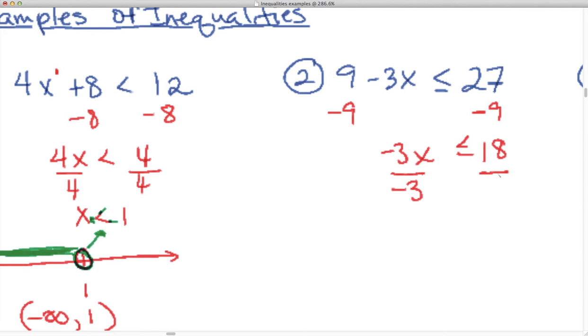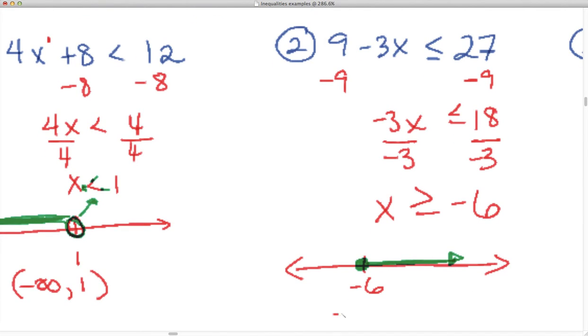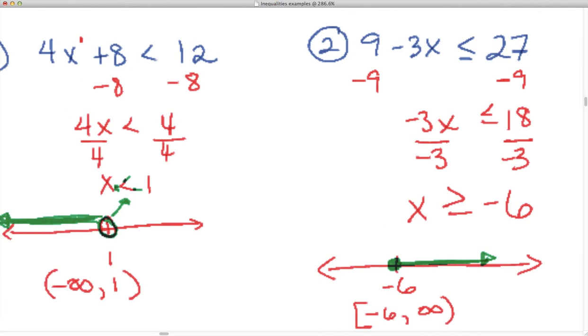Now, watch out. Anytime you divide or multiply by a negative number, the direction of your inequality changes. You do that anytime it's a division or multiplication, or if you flip both sides. So your number line, here's your -6. This time we're going to get a closed dot, and we're going to be greater than, x is larger than -6. So when we're doing our interval notation, oops, sorry about that. Alright.